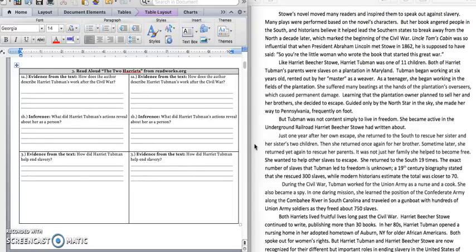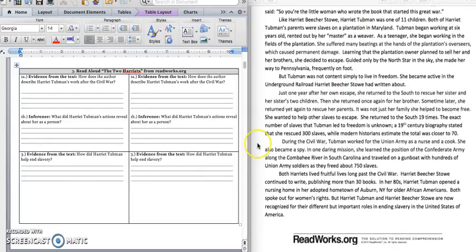Then she returned once again for her brother. Some time later, she returned yet again to rescue her parents. It was not just her family she helped to become free. She wanted to help other slaves to escape.